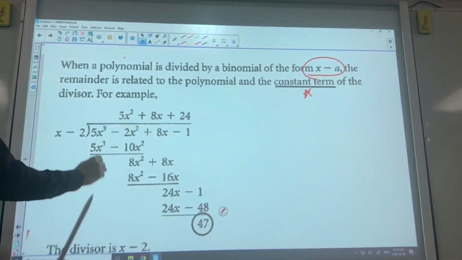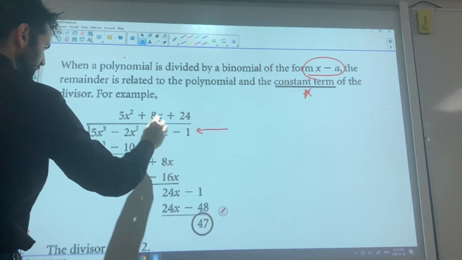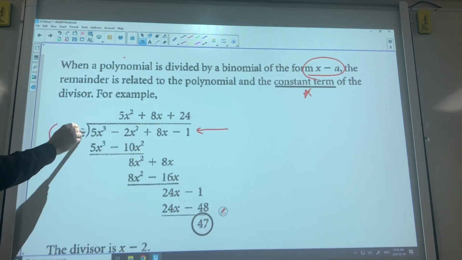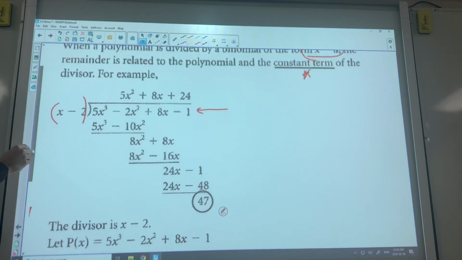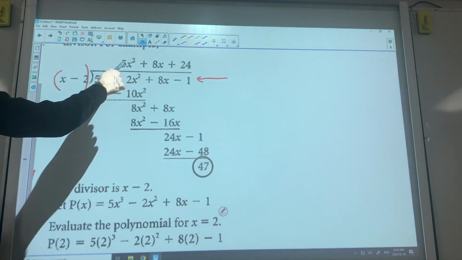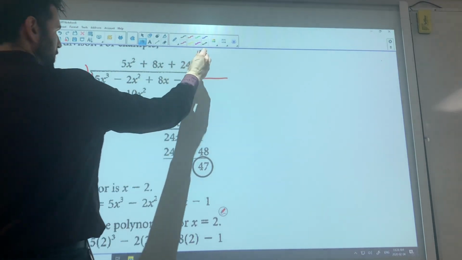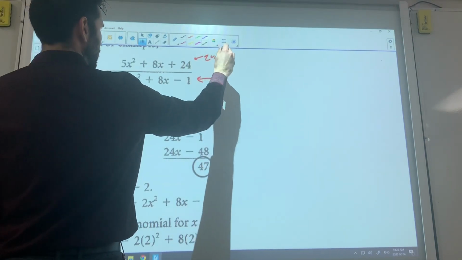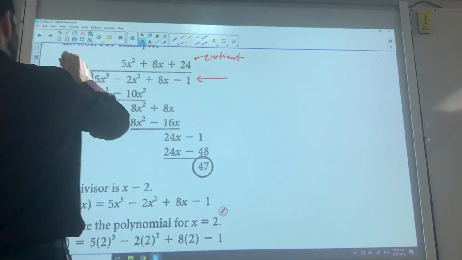Okay, so here's the original polynomial. And now we're dividing by x minus 2. They show us all the work. Here's the answer they get. So remember, this is called the quotient. This is the divisor.